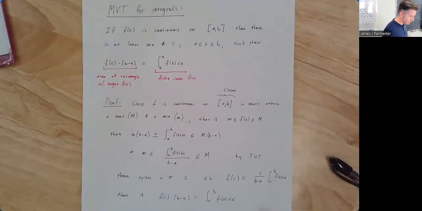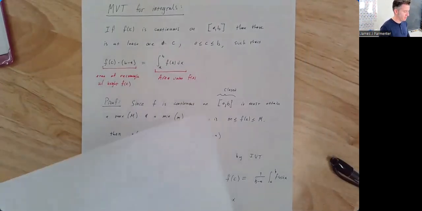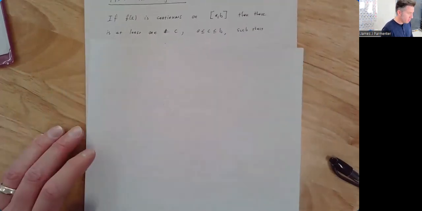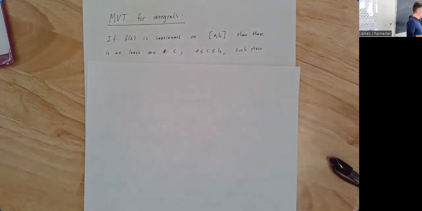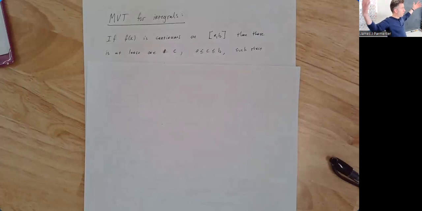I'm trying to go too fast, but there's a lot to get through, so I'm trying to go a little faster. You already know the mean value theorem. You just don't know it for integrals, but it's essentially the same. The mean value theorem just says if you've got a function on some closed interval, that at some point in the interval, the slope of the tangent line is equal to the slope of the secant line. Or in other words, there's some point where f prime of c is equal to f of b minus f of a over b minus a.